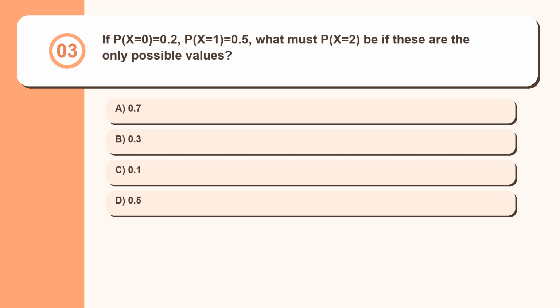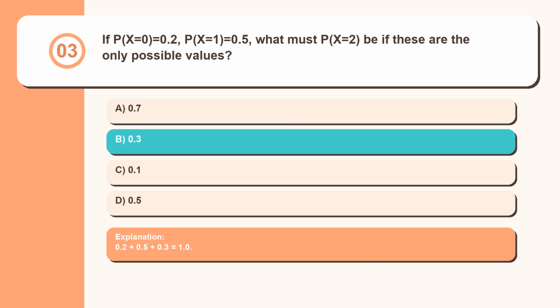Question 3. If p(x=0) equals 0.2, p(x=1) equals 0.5, what must p(x=2) be if these are the only possible values? 0.7, 0.3, 0.1, 0.5. 0.2 plus 0.5 plus 0.3 equals 1.0.